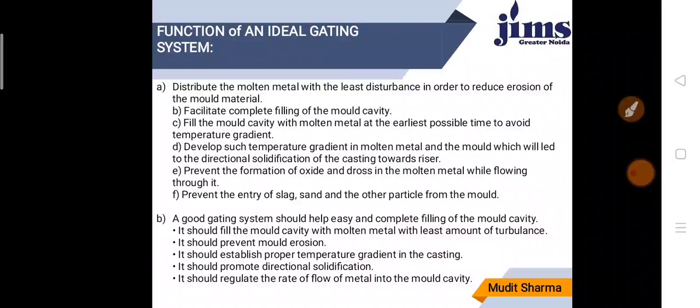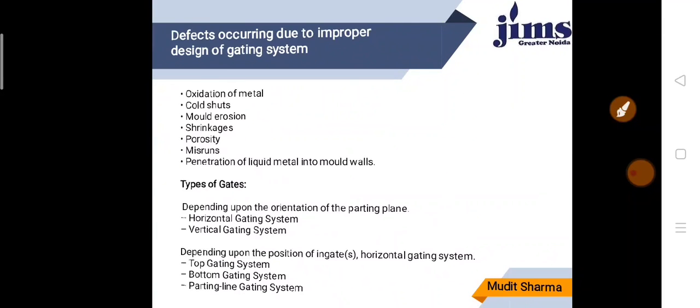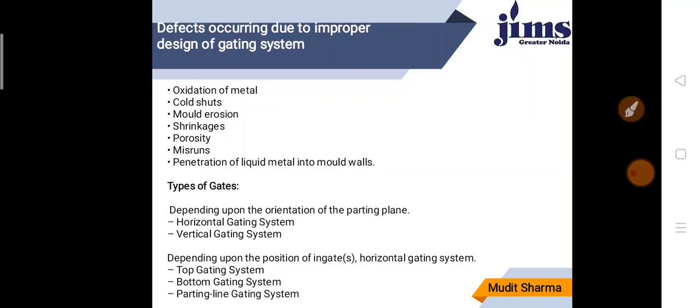Distribution of the molten metal with least turbulence and disturbance. Facilitate the complete filling of the mold cavity. Develop such a temperature gradient that the molten metal should solidify in the lead direction, directional solidification. Prevent the entry of the slag.